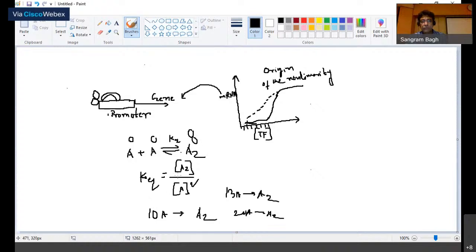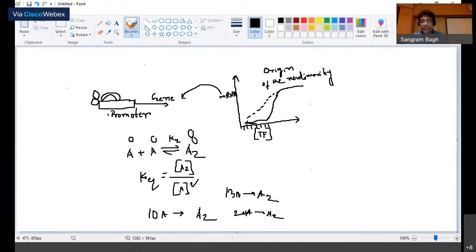Why? If you put these values here, let's say we have just 2A, just two monomers, two in number, right? And that is going to give you one A2, right? And if there is one A2, that means this is one, and A at this moment is nothing present, because all these 2As are going to come together and make this. So A is zero, which means the equilibrium constant is going to be infinity.